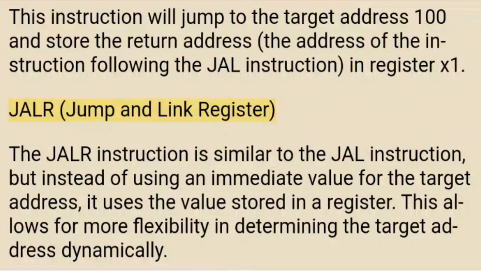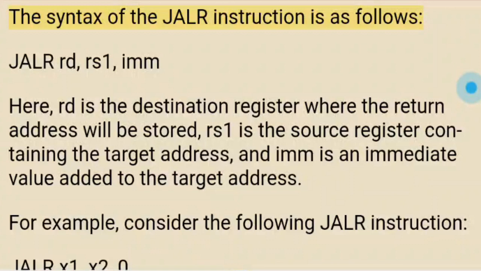JALR, jump and link register. The JALR instruction is similar to the JAL instruction, but instead of using an immediate value for the target address, it uses the value stored in a register. This allows for more flexibility in determining the target address dynamically. The syntax of the JALR instruction is as follows. JALR rd, rs1, imm. Here, rd is the destination register where the return address will be stored, rs1 is the source register containing the target address, and imm is an immediate value added to the target address.